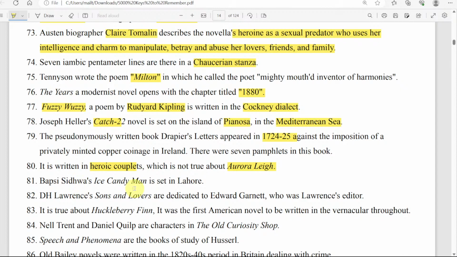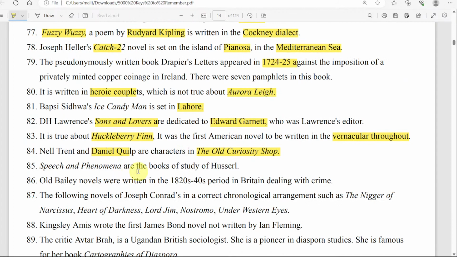Bapsi Sidhwa's Ice-Candy-Man, where was it set? In Lahore. And D.H. Lawrence's Sons and Lovers is dedicated to his friend Edward Garnett, who was Lawrence's editor and a friend. So what is true about Huckleberry Finn? It was the first American novel to be written in vernacular language. Throughout, Nell Trent and Daniel Quilp are characters in The Old Curiosity Shop. Speech and Phenomena is a work by Husserl. Old Bailey novels were written in the 1820s and 40s, a period in Britain dealing with crime.